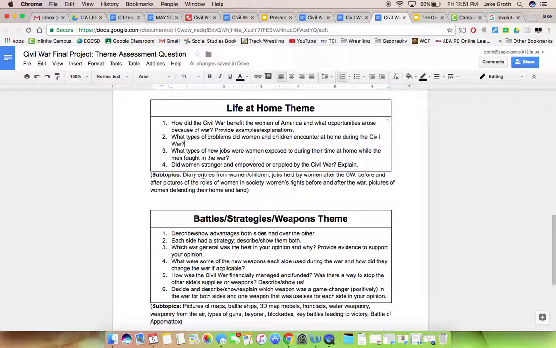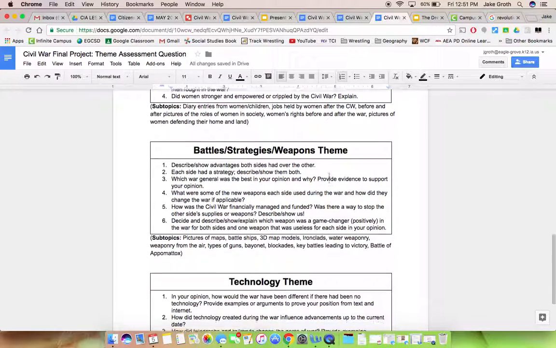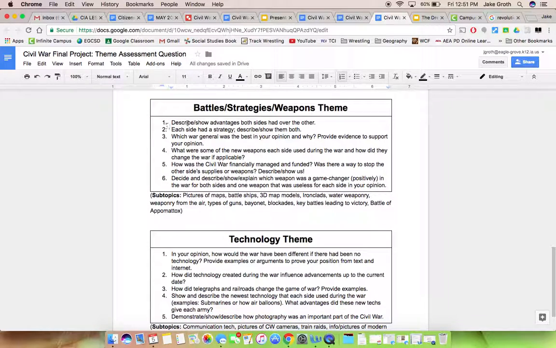So you've got all your subtopics there: diaries and different things that you could find, pictures before and after the war with women and children, battles and strategies. This is all about the people that care about the battles. What side did what? Who had the advantage? What was going on here? How was the Civil War financially managed, funded? Was there a way to stop that?